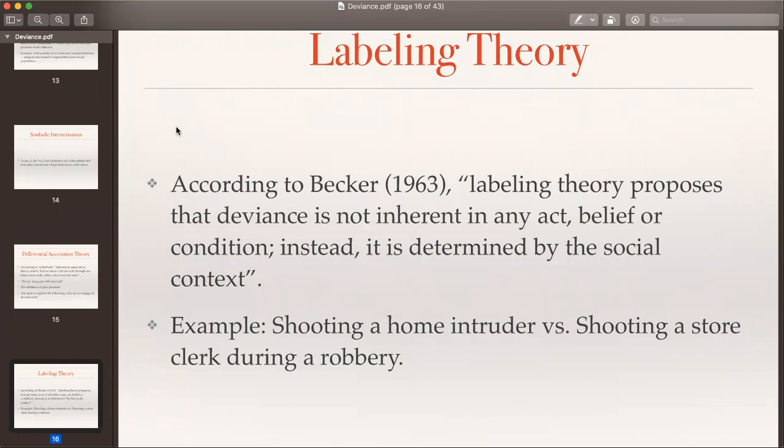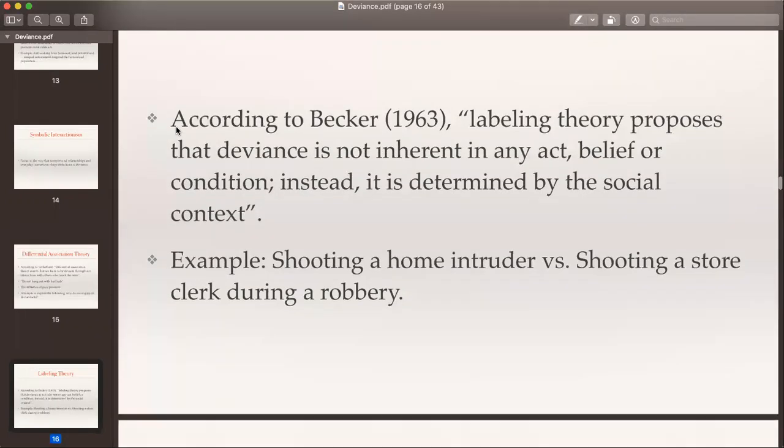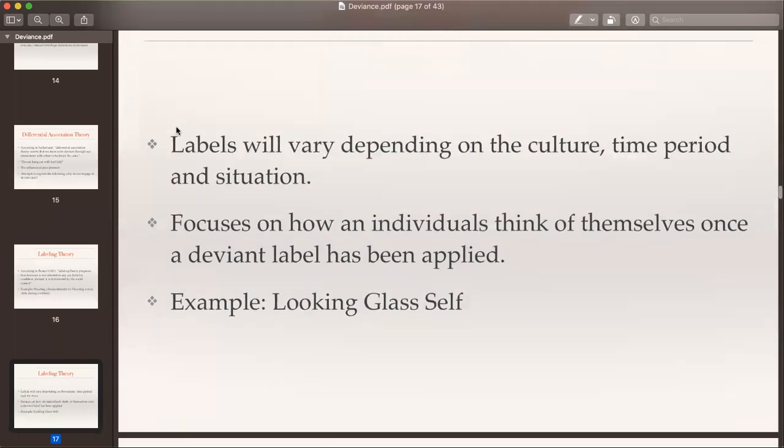Think about this. The situation, the social context, is shooting a home intruder as opposed to shooting a store clerk during a robbery. Two different contexts. Shooting a home intruder, depending on what state you live in, will not typically be labeled a deviant act. But going to a store and trying to rob it, across the board for the most part, is going to be labeled a deviant act. As we mentioned before, labels vary depending on the culture, the time period, and the situation.